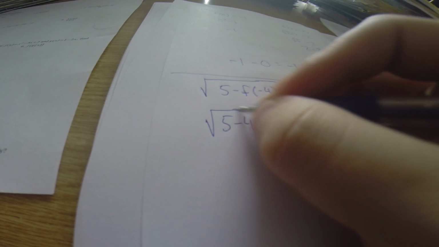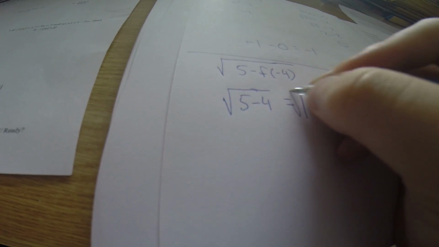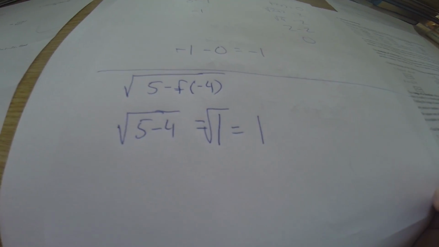So then I take negative 4, and I'm going to replace that, put in negative 4 for x, and I'm going to end up getting 4. So I now have square root 5 minus 4, which is the square root of 1, which is 1. Boom. So easy. Lemon squeezy. Let's go on and do the next one.